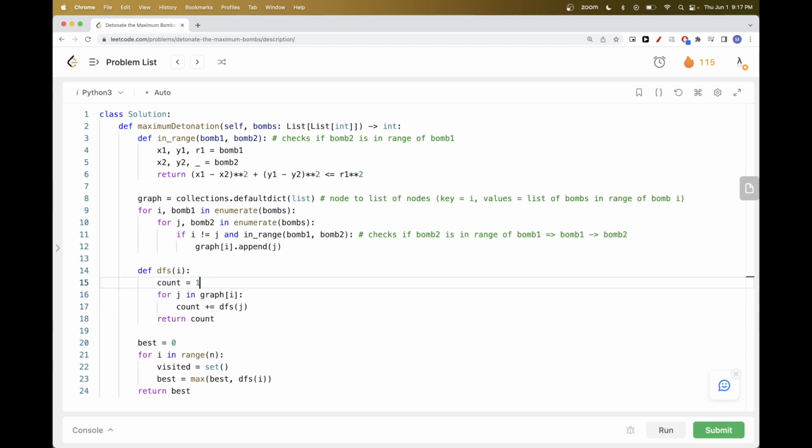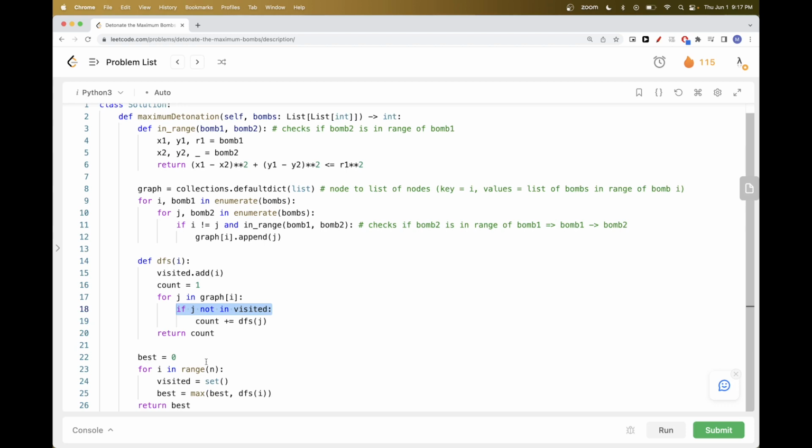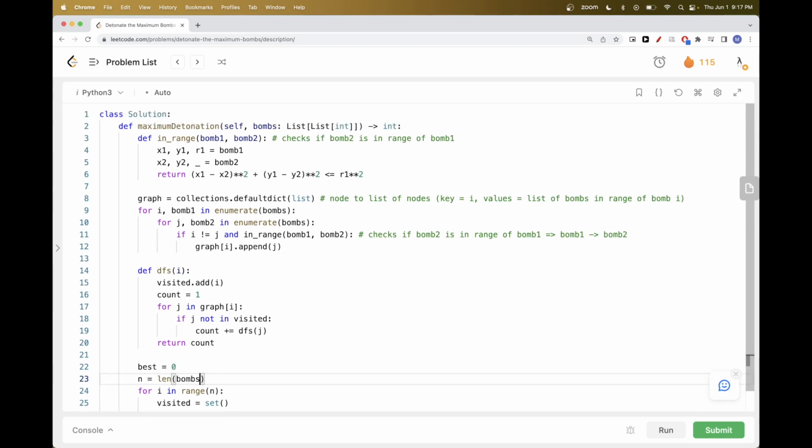There is just one other step, which is visited. So we want to say that we visited this I, so we don't visit it again. But also here, we don't want to visit something that we visited already, because otherwise we'll calculate the same bomb that was detonated before. We'll calculate that it's detonated again and double count it. So we want to prevent that with this here. Yeah, I think that's pretty much it. We need to define this n, which is just the number of bombs. So let's just call length of bombs. And that should be it, really.